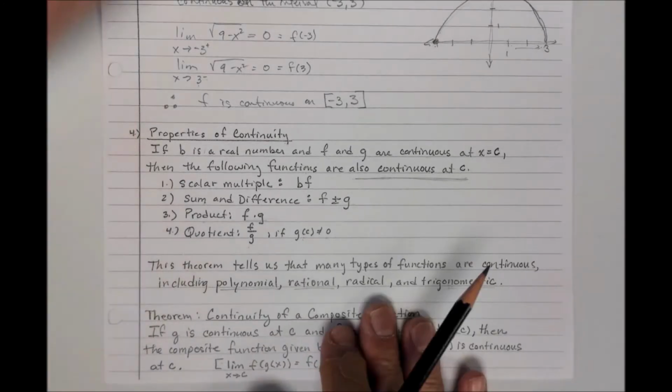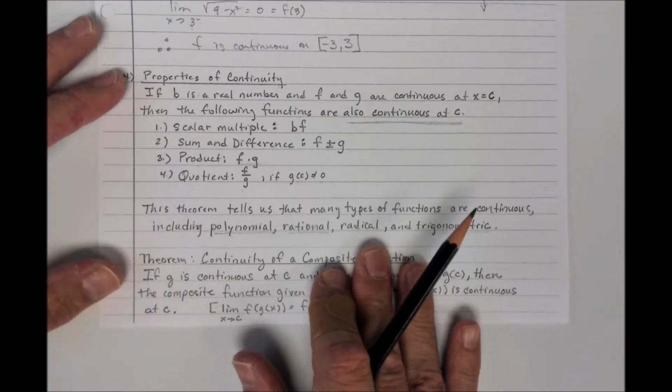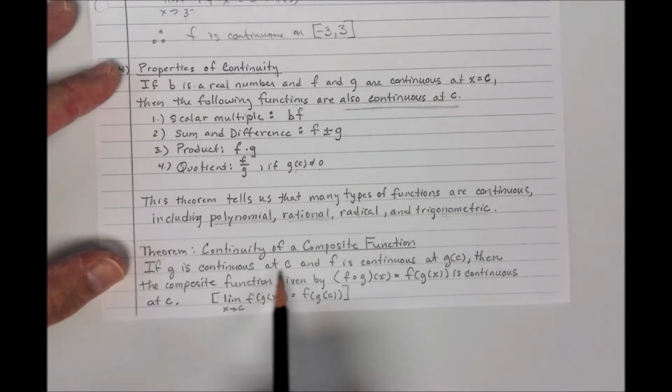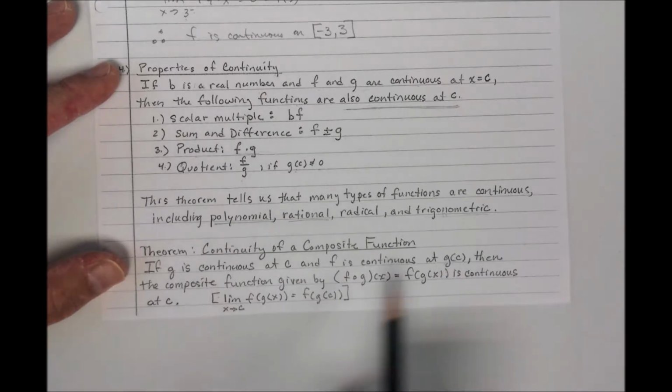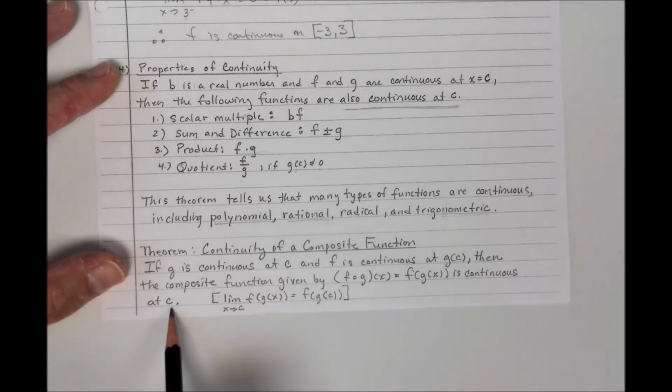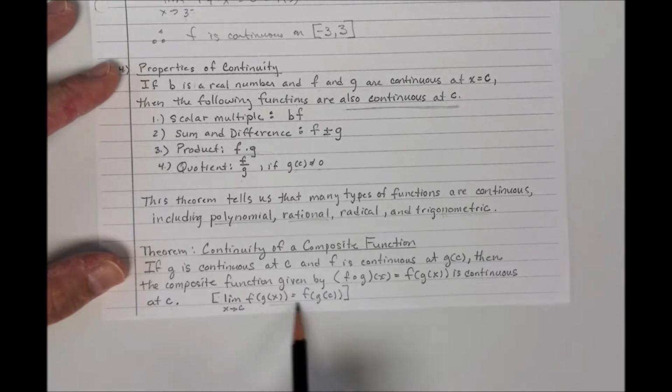Now you have to be a little careful with this. Let me raise this up a little bit. If g is continuous at c and f is continuous at g of c, then the composite function given by f circle g of x is equal to f of g of x is continuous at x equals c. So you see what has to be done here. The limit as x approaches c of this has to be f of g of c. It has to be the direct substitution. That would mean that it's defined, that the limit exists, and that the limit is equal to that value.